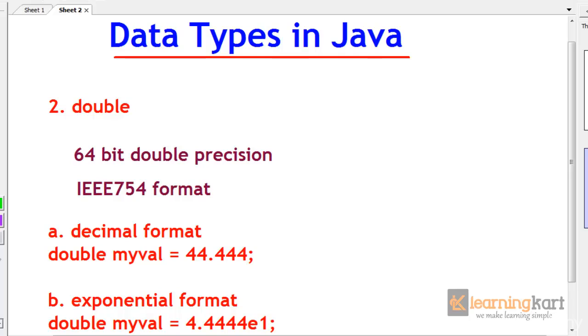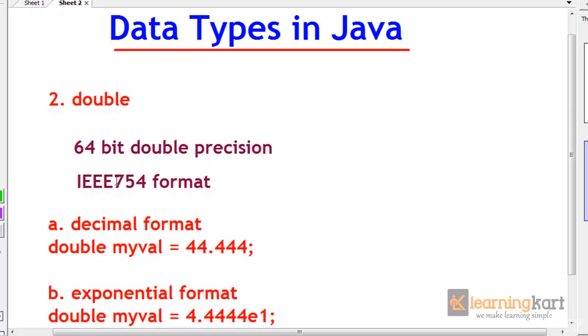So now let us see the second type. Now this is double. It is 64-bit double precision. It follows the same format, IEEE 754, and you can represent a double in two forms, either a decimal format or an exponential format. If you can see, the only difference between a double and a float, apart from the range, is the F. There is no F here.